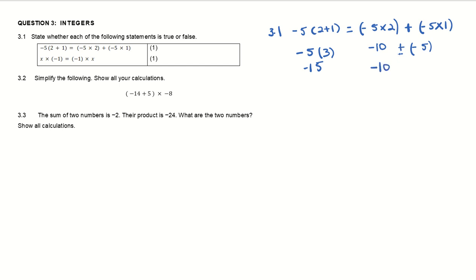You multiply a positive sign by a negative sign. What do you get when you multiply a negative sign by a positive sign? You get a negative sign, okay? If the signs are not the same, when you multiply them, you always get a negative sign. So this is -10, -5, and it's -15. So we see that what we get on the right is the same as what we get on the left. So that statement is true.